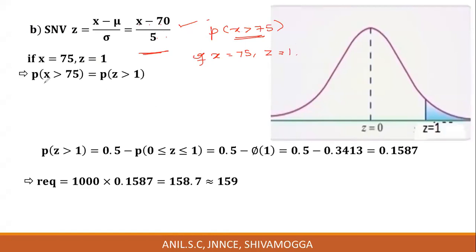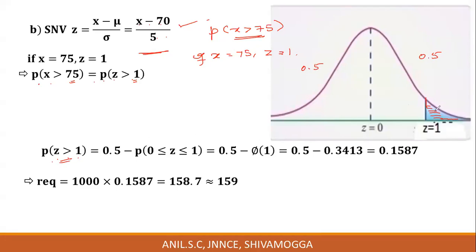Therefore, writing P where x greater than 75 is the same as P where z greater than 1, because when x is equal to 75, z is equal to 1. This is the same as the previous case. Mark this area, z greater than 1. And this is half of the area under the curve, and again, this is half of the area under the curve.